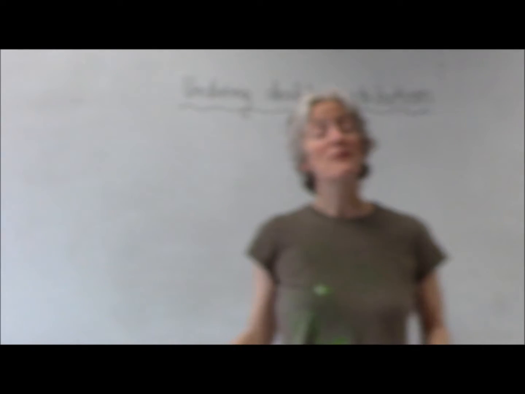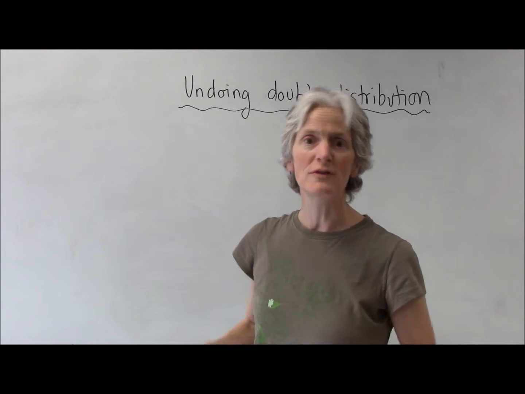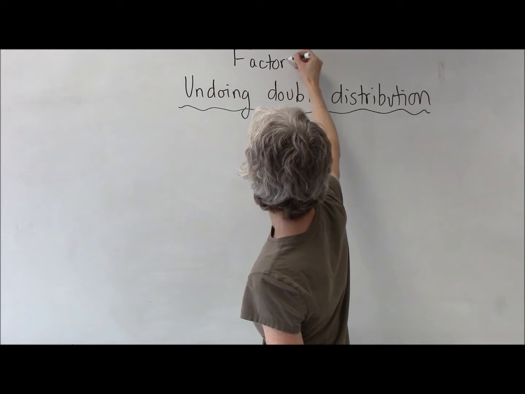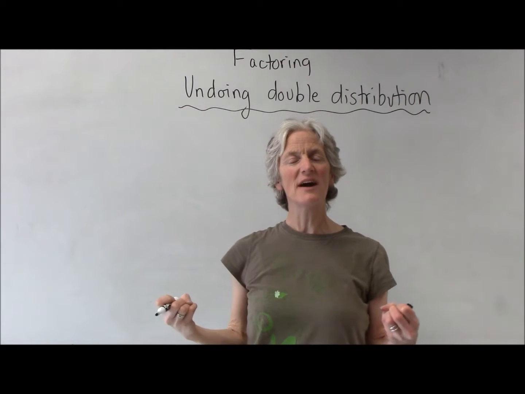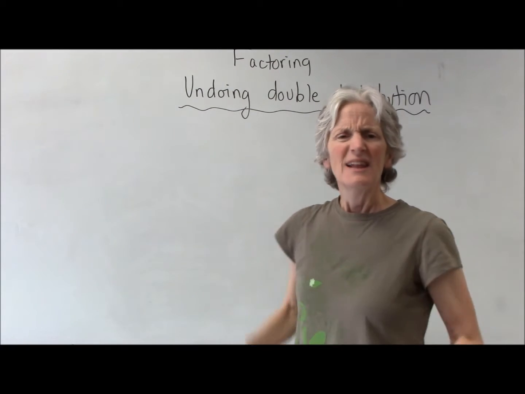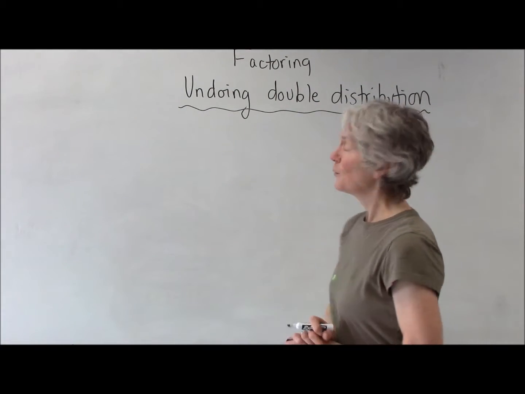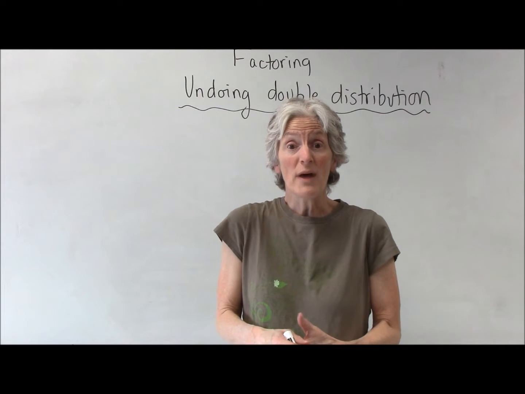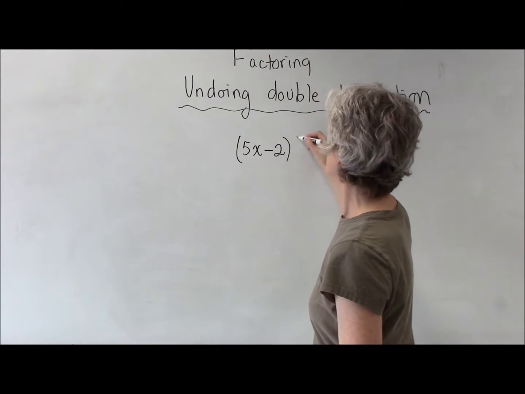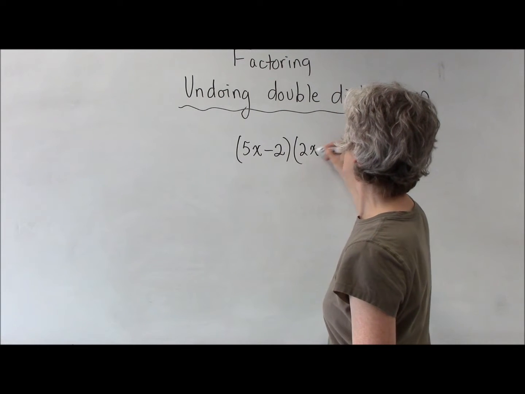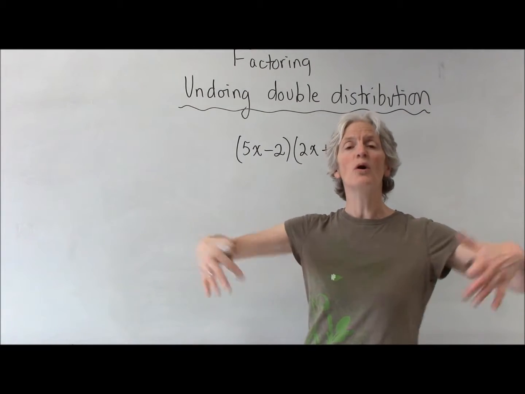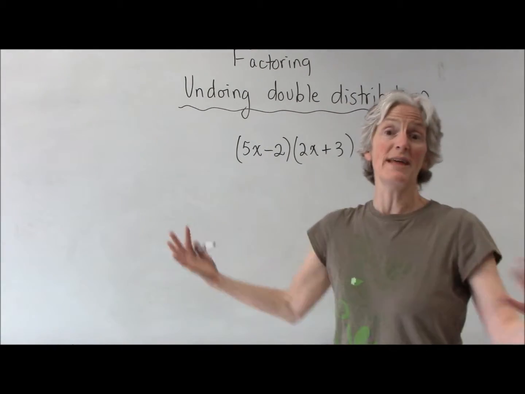Let's talk about a type of factoring where we undo double distribution. Again, this is another type of factoring where we're breaking apart an expression into its pieces. So lots of times when we do double distribution, we end up with a trinomial. For example, if I had 5x minus 2 times 2x plus 3, and I wanted to expand this or multiply it out, sometimes we call that simplifying.